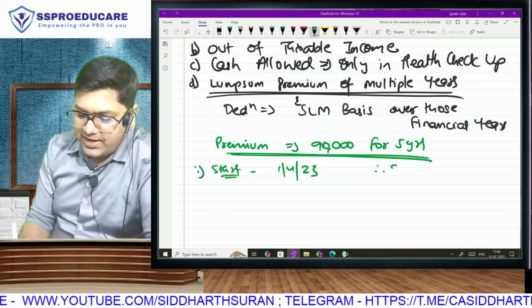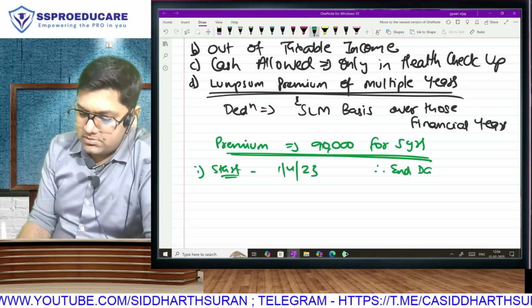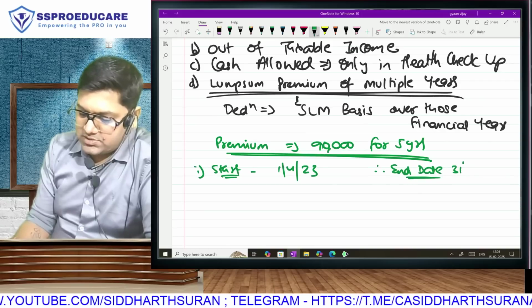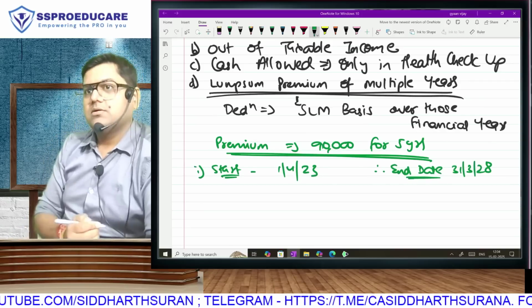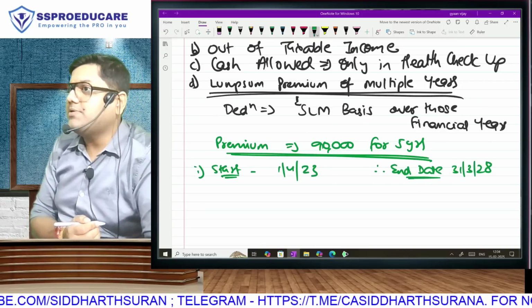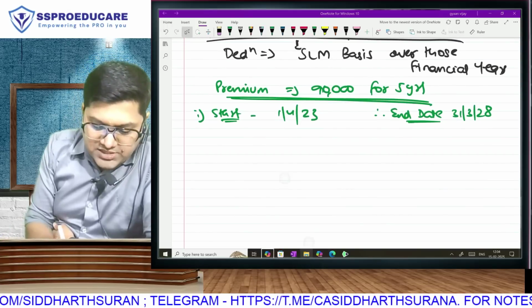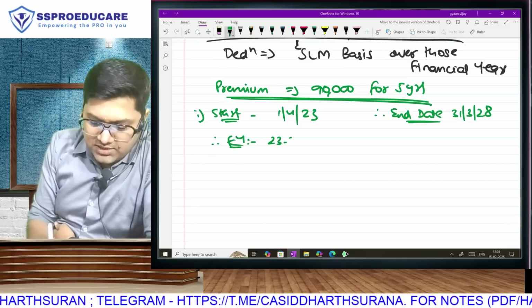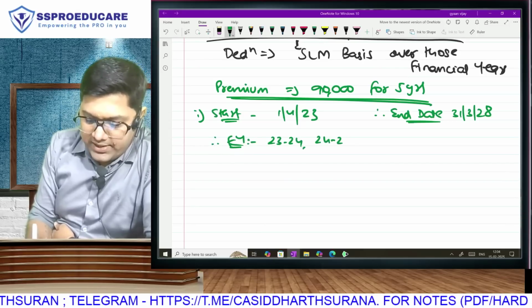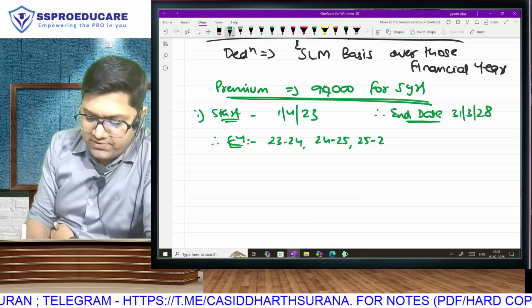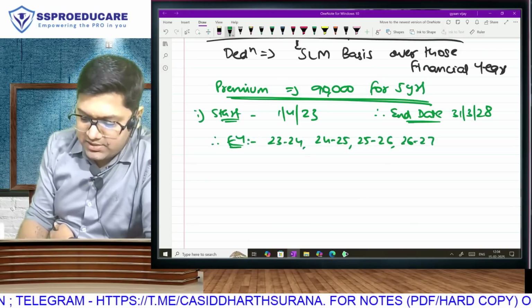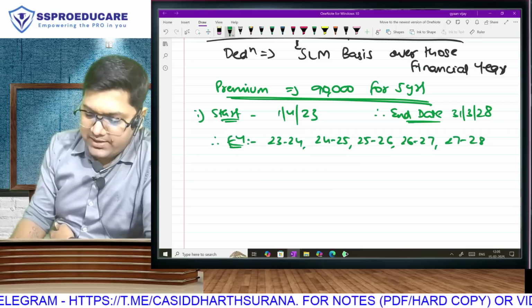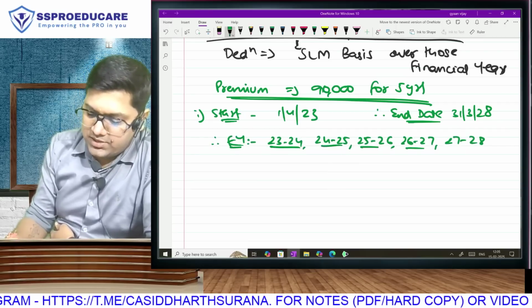That means what will be the end date of my policy? 31st March 28. I am taking 5 years of coverage by paying this in advance. So which financial years are covered here? Am I covering financial years 23-24, 24-25, 25-26, 26-27 and 27-28, March end? This is 1, 2, 3, 4, 5 years.